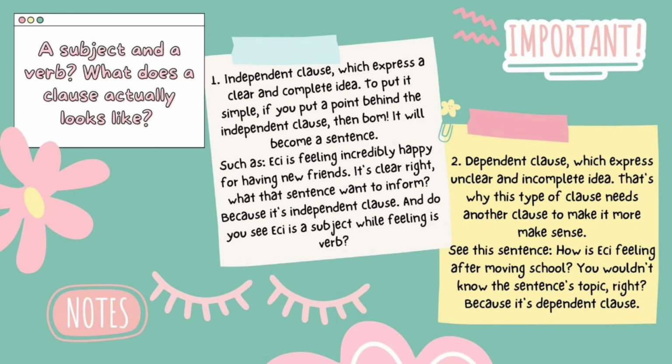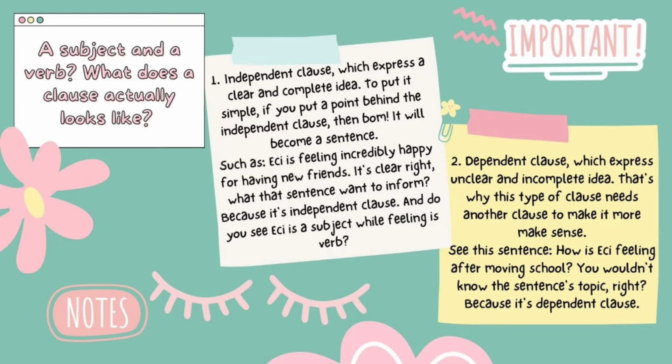Number 1, independent clause, which expresses a clear and complete idea. To put it simply, if you put a period behind an independent clause, then boom, it becomes a sentence, such as Eci is feeling incredibly happy for having new friends. It's clear, alright? What does that sentence want to inform? Because it's an independent clause. And do you see, Eci is the subject while feeling is the verb.